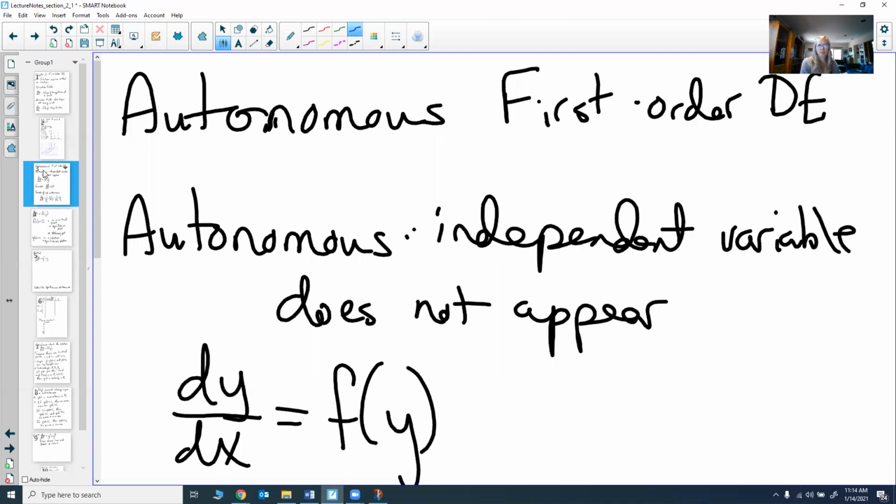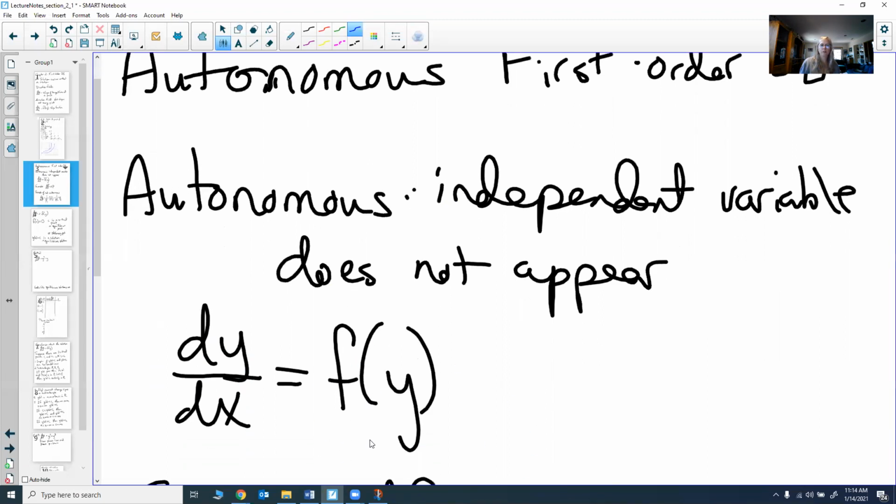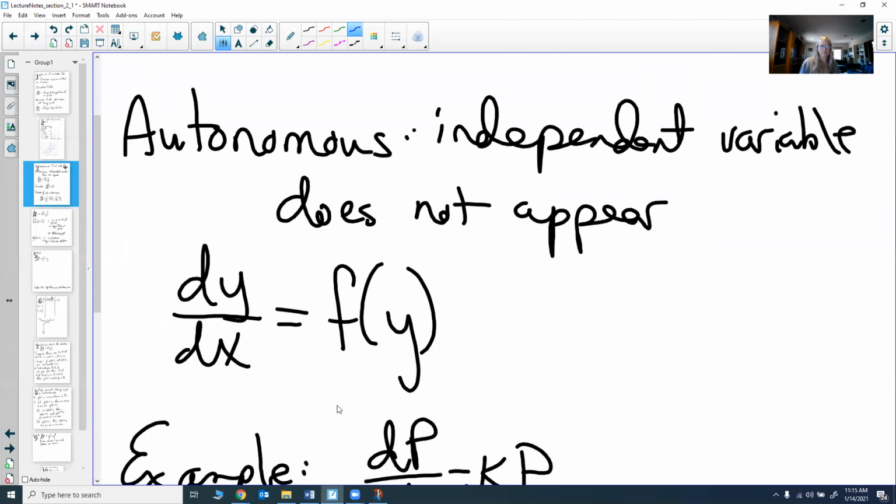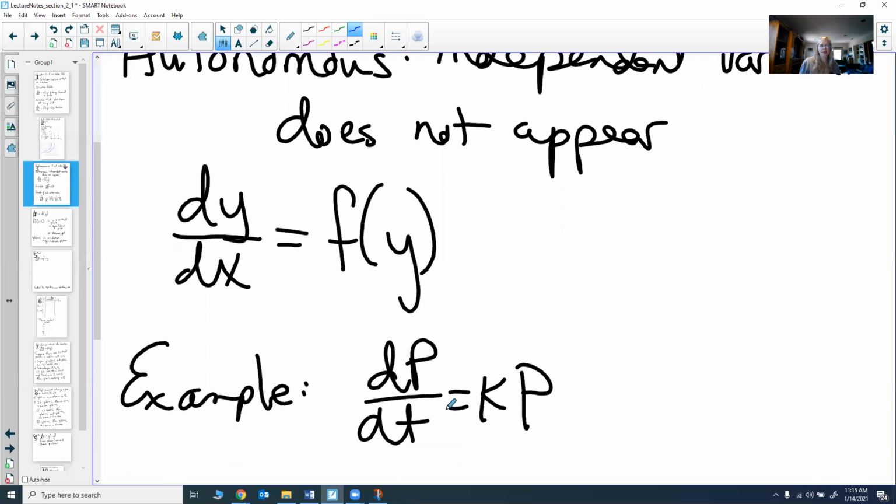What we mean by autonomous is that the independent variable does not appear in your differential equation. In other words, your derivative of y with respect to x is just a function of y. There's no x in this function at all. So your right-hand side of the equation has only y's in it. A good example of this is the rate of change of a population over time. When you have continuous growth and you have no limiting factors, it's going to be k times p. Notice time is not involved in this equation.